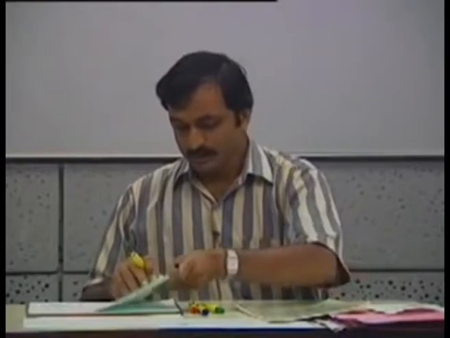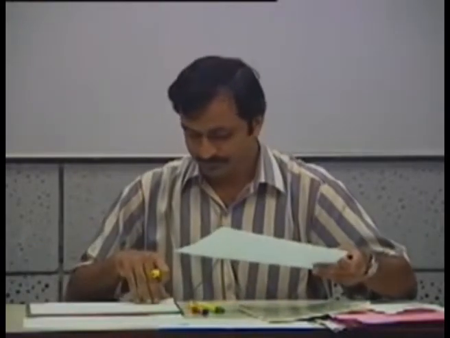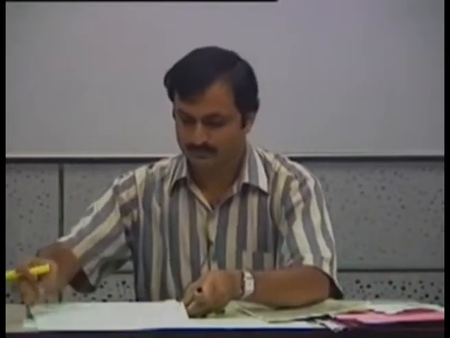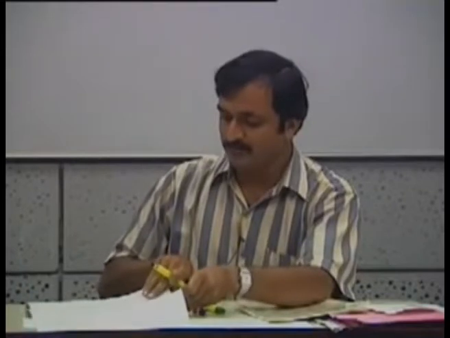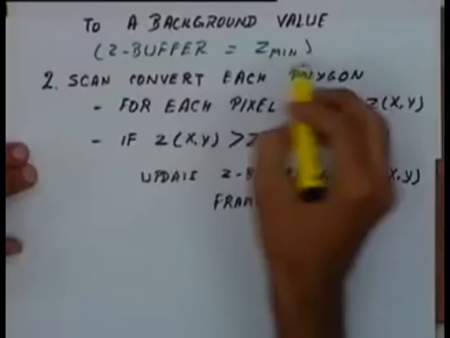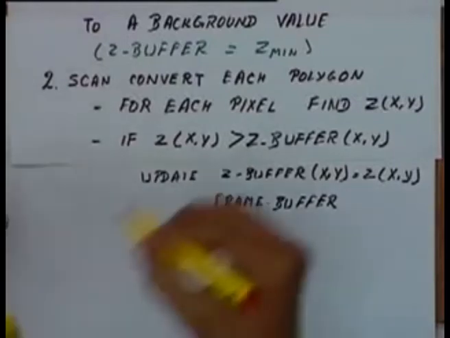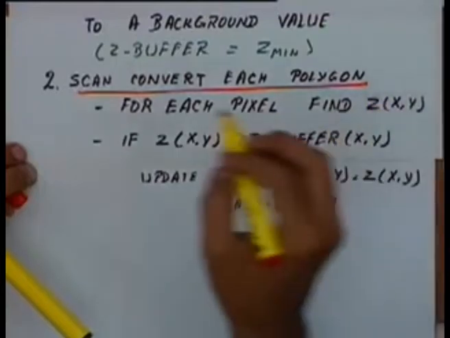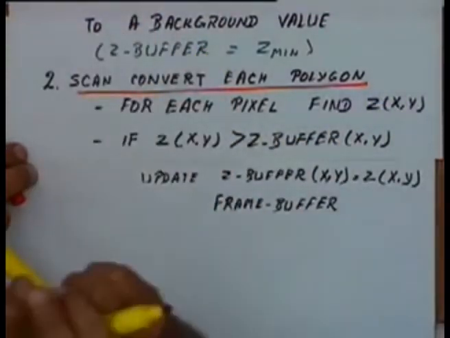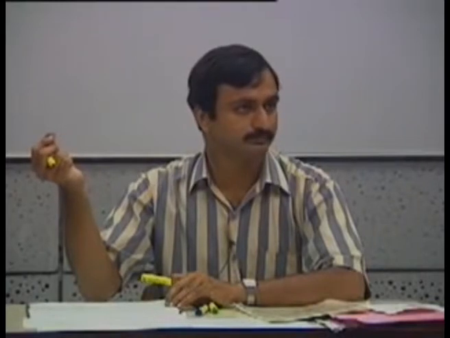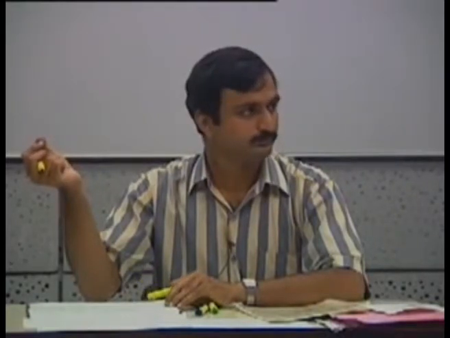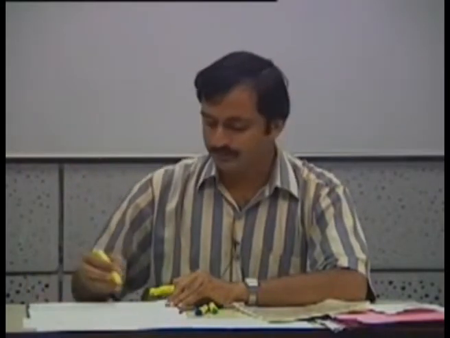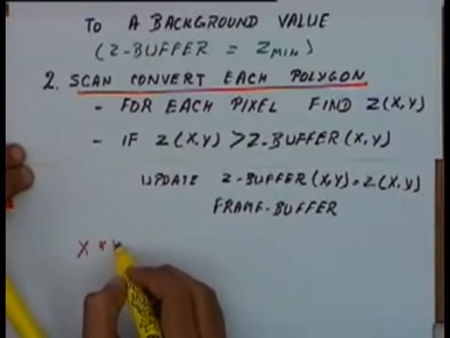Now from this algorithm it should be obvious that we have to scan convert each polygon. That means if we have a number of polygons, for each pixel we will have to decide the z value and compare. And the amount of space that we are going to use is going to be x times y.